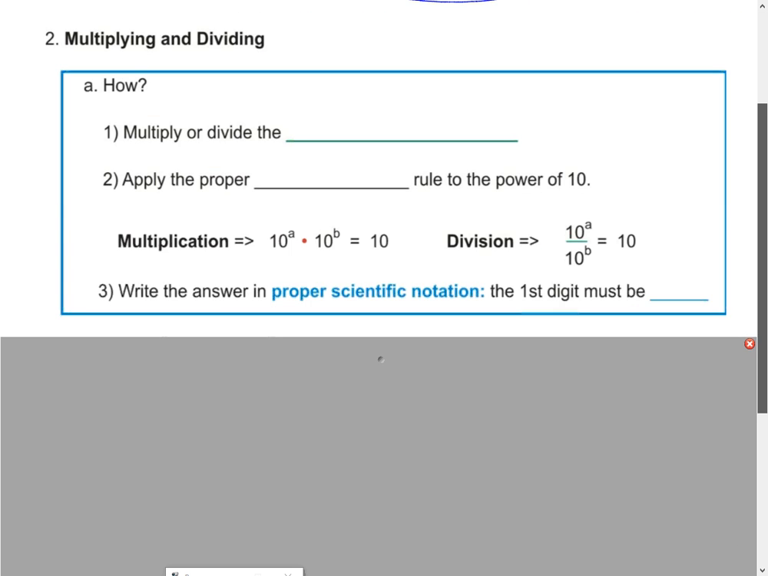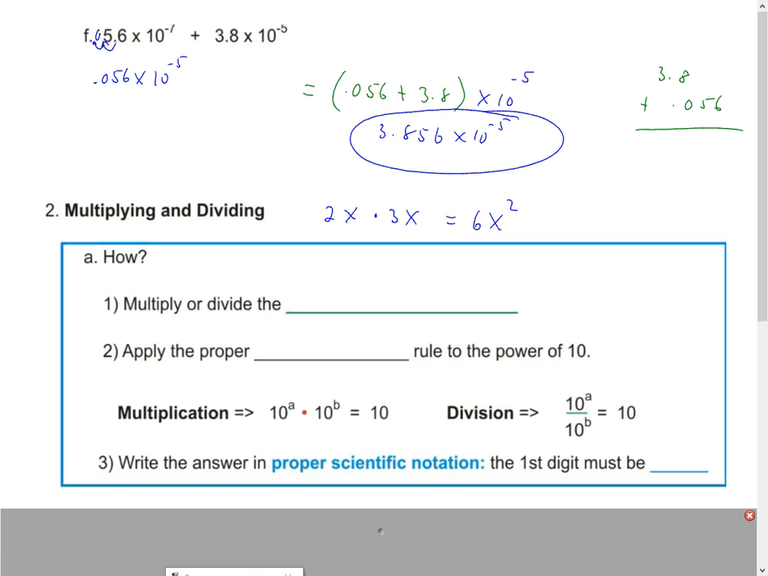Okay, let me do an analogy for you first. Don't write this. If I had 2x times 3x, now don't I get 2 times 3, but x times x is x squared. Multiplying is different than addition. We multiply the 3 times the 2 and the x times the x. We're going to have to do that here.